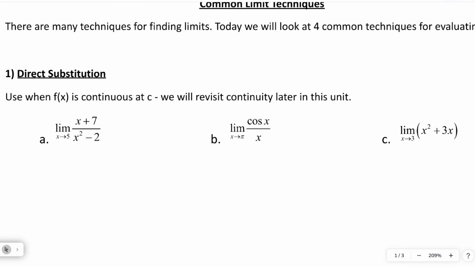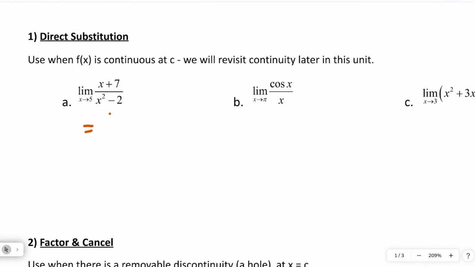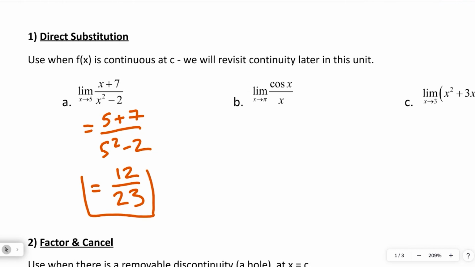So let's go through a couple of these. If I want to find the limit as x approaches 5 for this rational function, x plus 7 over x squared minus 2, I'm just going to try to plug in 5 and see what happens. So this will be 5 plus 7 over 5 squared minus 2. So 12 over 25 minus 2 would be 23, and that's the value of your limit.